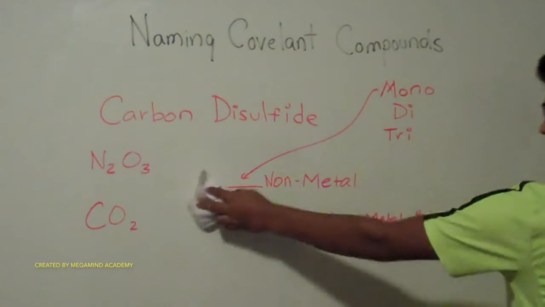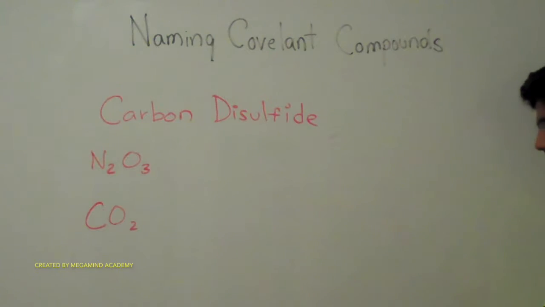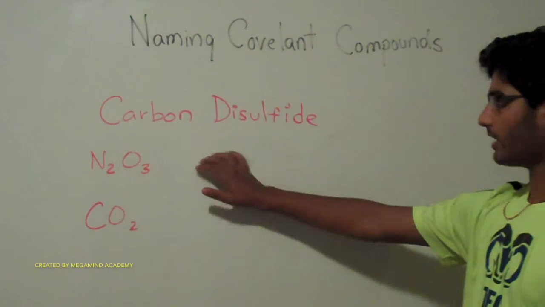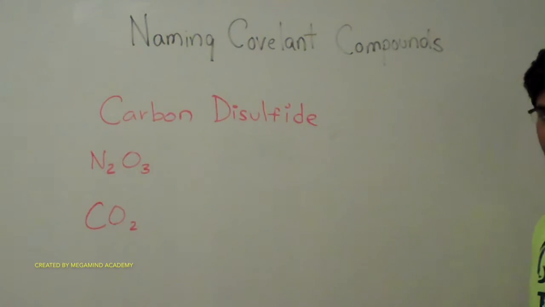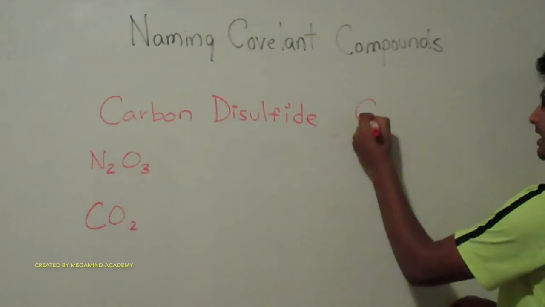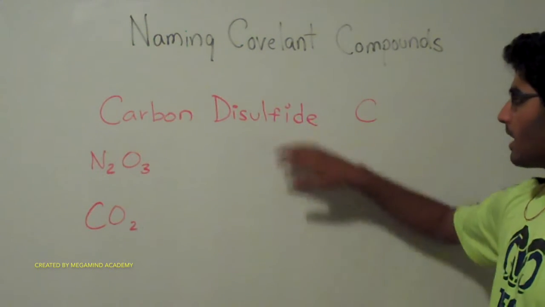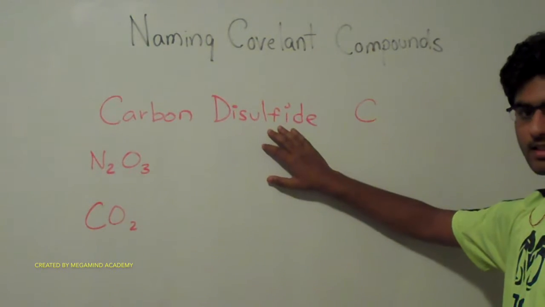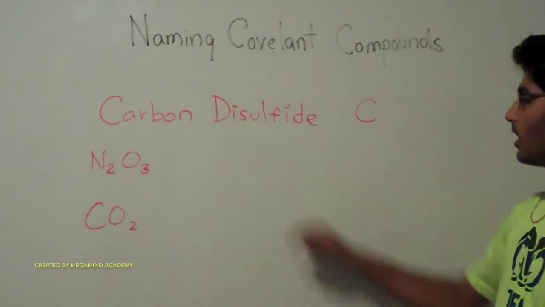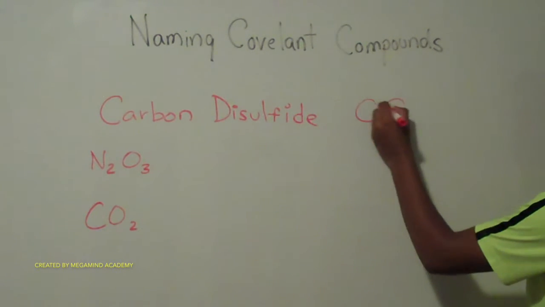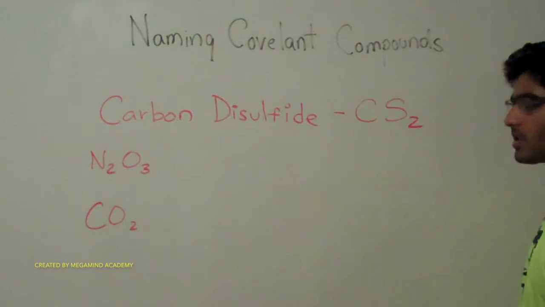So, let's start answering these problems. We have carbon disulfide. Alright, there's no prefix for carbon, so that means there's only going to be a subscript of 1. So we're just going to have C with a subscript of 1, but we don't need to write that because it's 1. Then we have disulfide. The element here is sulfur, and di is the prefix. Di is 2, so we have 2 sulfides. So we have S with a subscript of 2. So that's the answer to the first question.